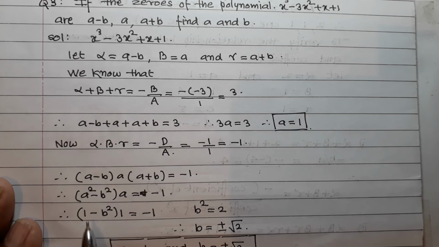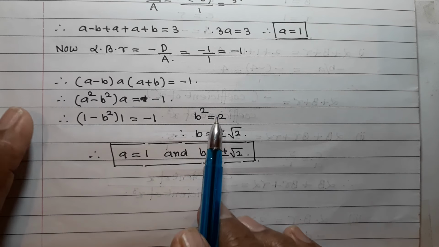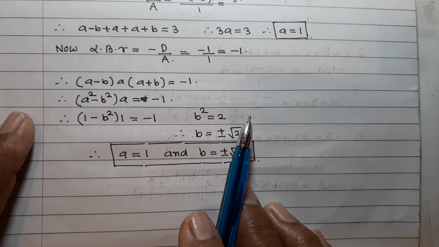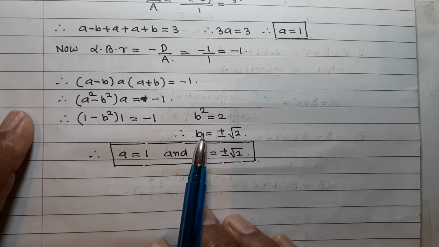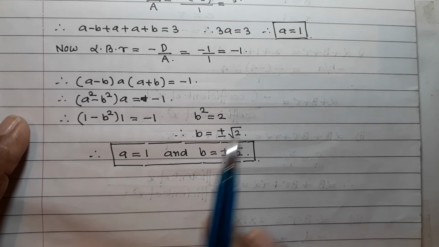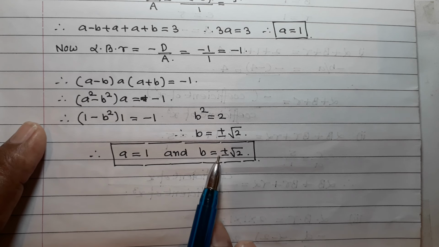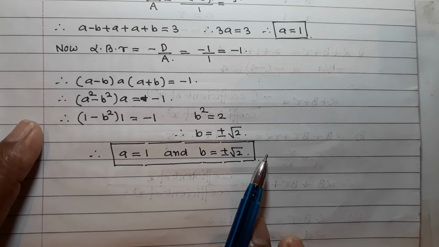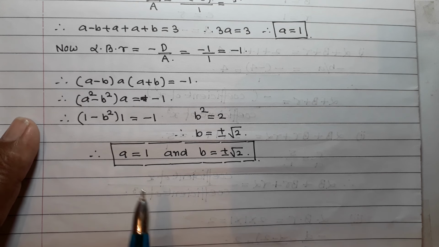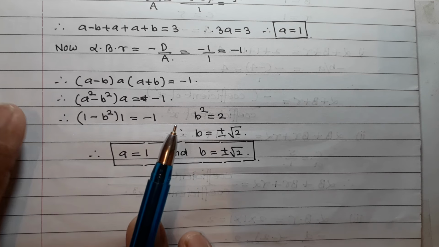So for this a square you write down 1 minus b square, into a which is 1, is equal to minus 1. And if you simplify this, you will get b square is equal to 2, and therefore b is equal to plus or minus root 2, and hence a is equal to 1 and b is equal to plus or minus root 2. Okay, now go through this video again and again so that you understand, because all these examples are very important.